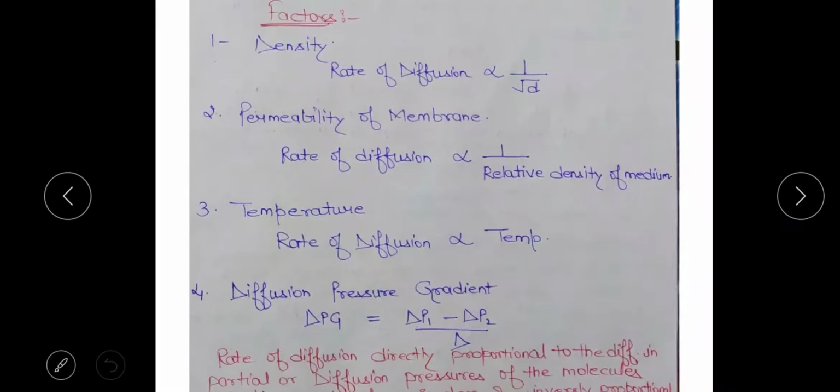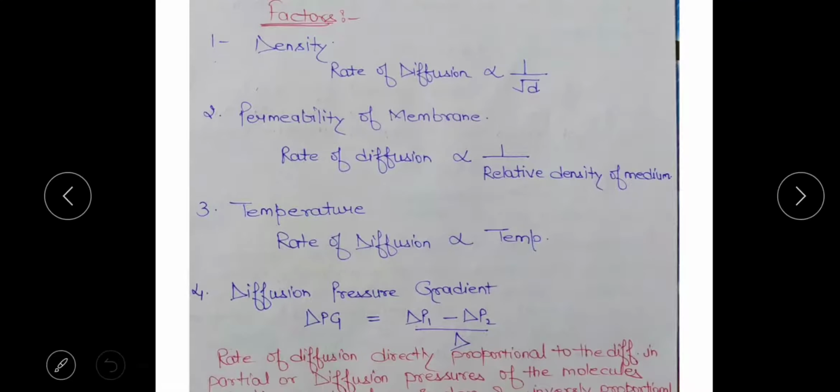So the second factor is the permeability of the membrane. The permeability of the membrane is also inversely proportional. That means the rate of diffusion is inversely proportional to the relative density of the medium. So density is the same thing, the medium also depends on relative density. So the rate of diffusion decreases with the increase in the concentration and the relative density of the medium. It however doesn't influence the final equilibrium.